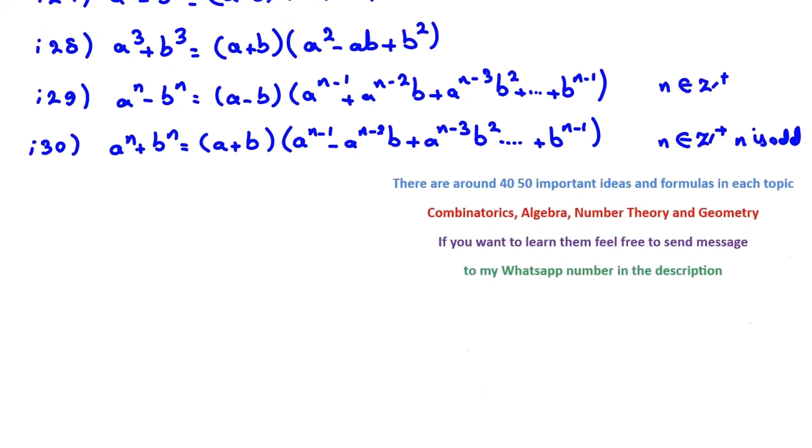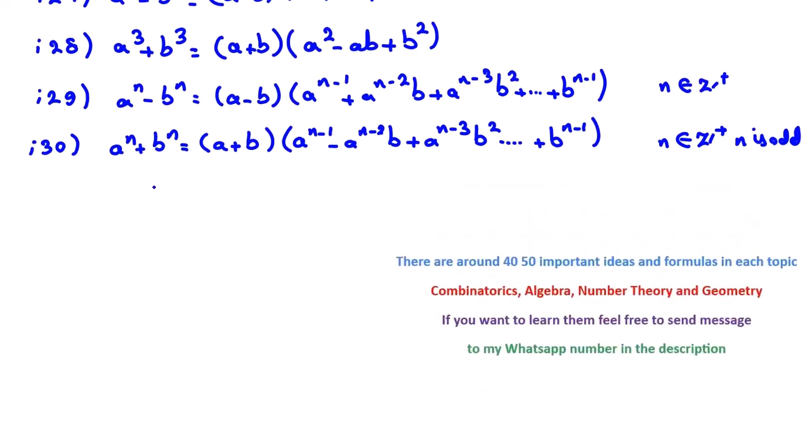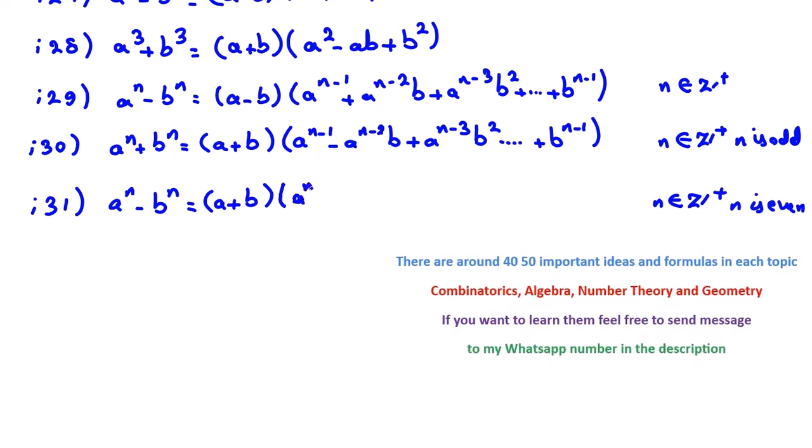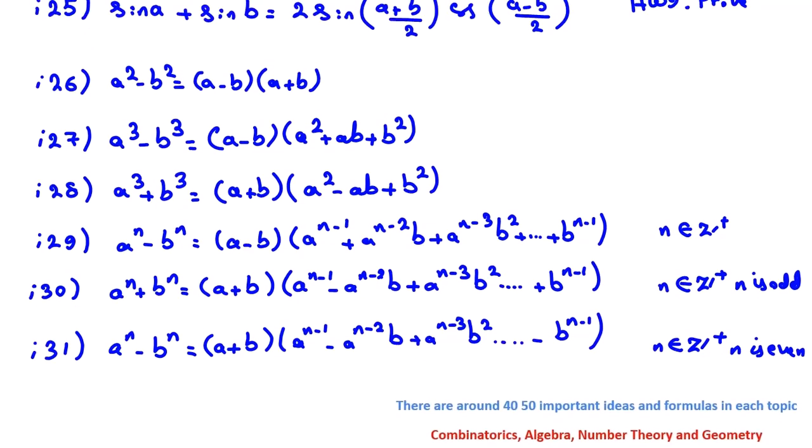Next identity, and these identities were also useful in AMC 2022. Okay. Idea 31. If we consider a^n minus b^n, it is a multiple of a plus b, but it is correct when n is a positive integer and n is even. Like a squared minus b squared, it's (a plus b) times (a minus b). And here it will be a^(n-1) minus a^(n-2)b plus a^(n-3)b squared, up to minus b^(n-1). Okay? It's idea 31.